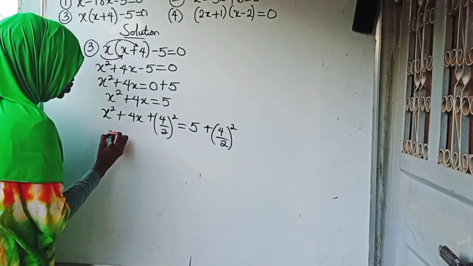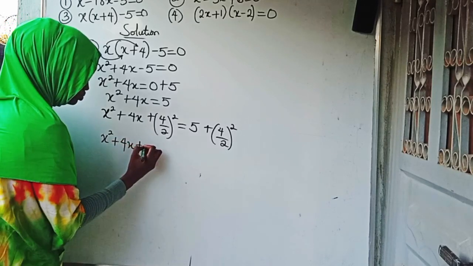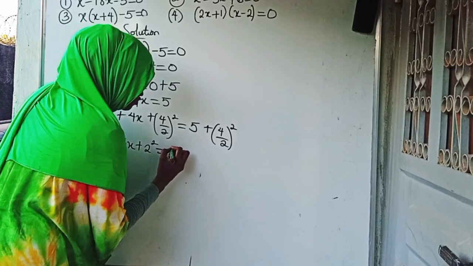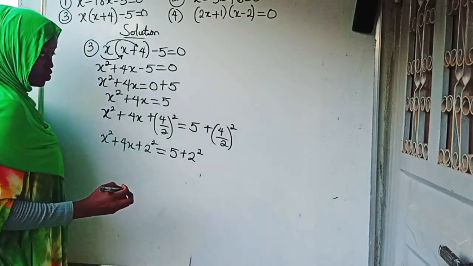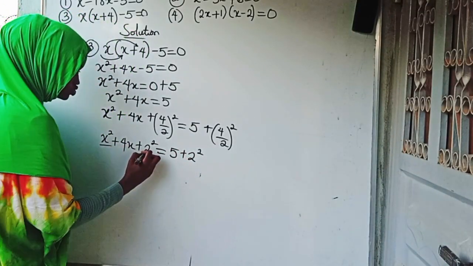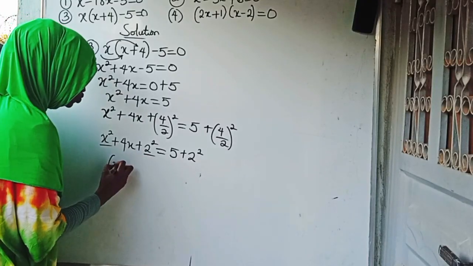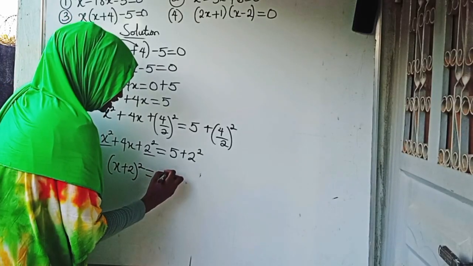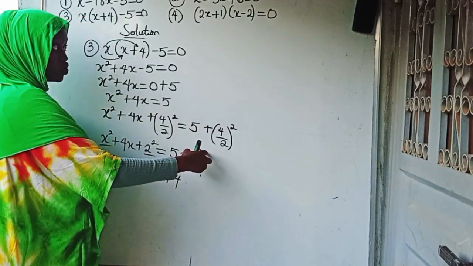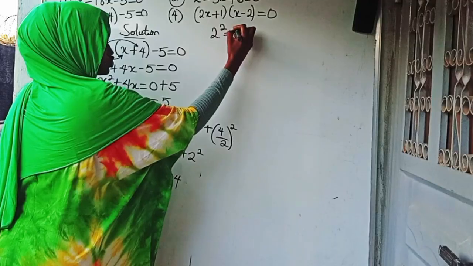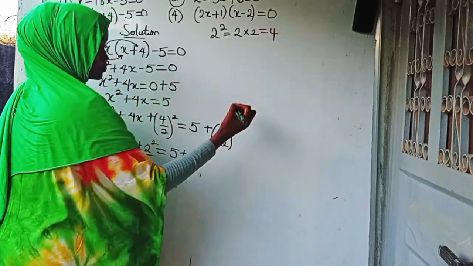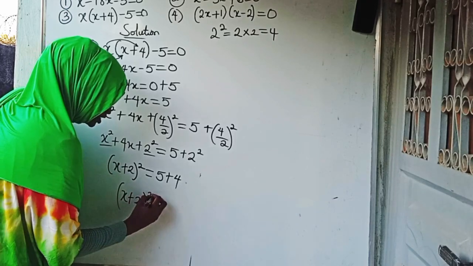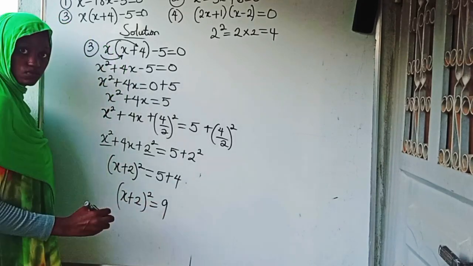So this becomes x² + 4x + 2², because 4 divided by 2 gives us this 2, and this is equal to 5 + 2². Now we take the first and the last value and square them. So we have (x + 2)² equal to 5 + 4, because 2² means 2 times 2, which is 4. So we have (x + 2)² equal to 5 + 4, which is 9.